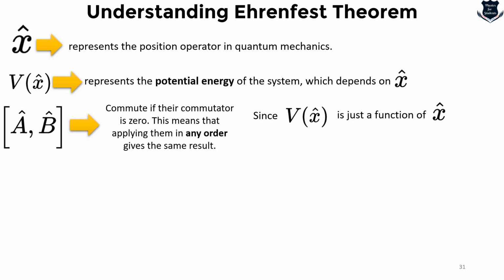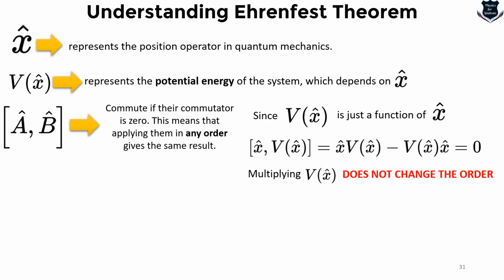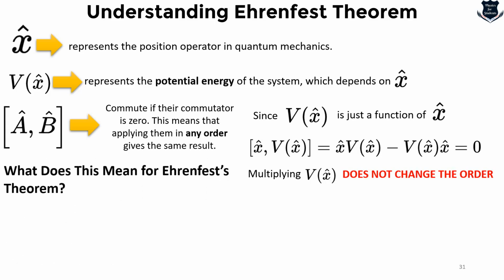Again, I repeat, since V(x), which is representing the potential energy of the system, is just a function of x, it means that multiplying by V(x) does not change the order of multiplication, and we get this expanded value as 0. This happens because both are built on the same operator x, so they act in the same way. So what does this mean for the Ehrenfest theorem?